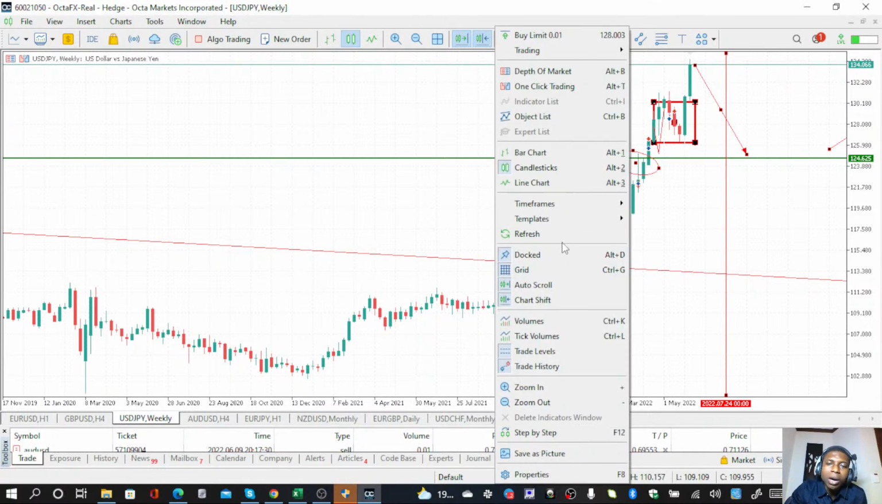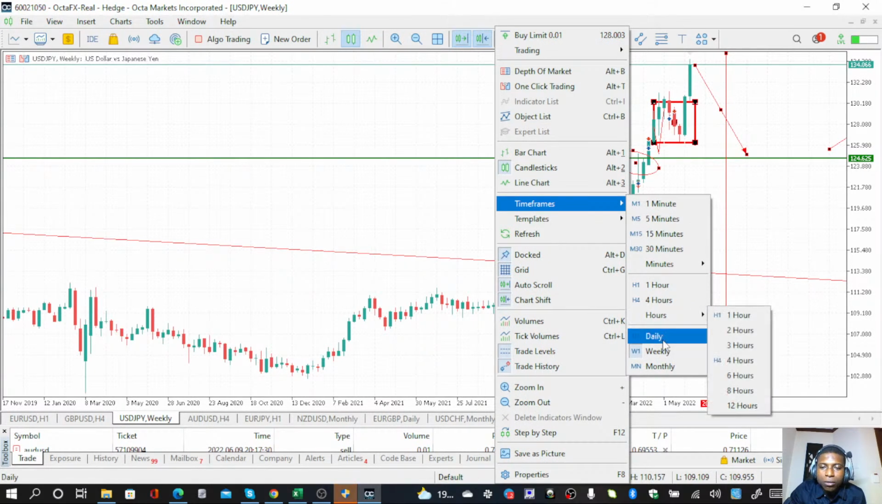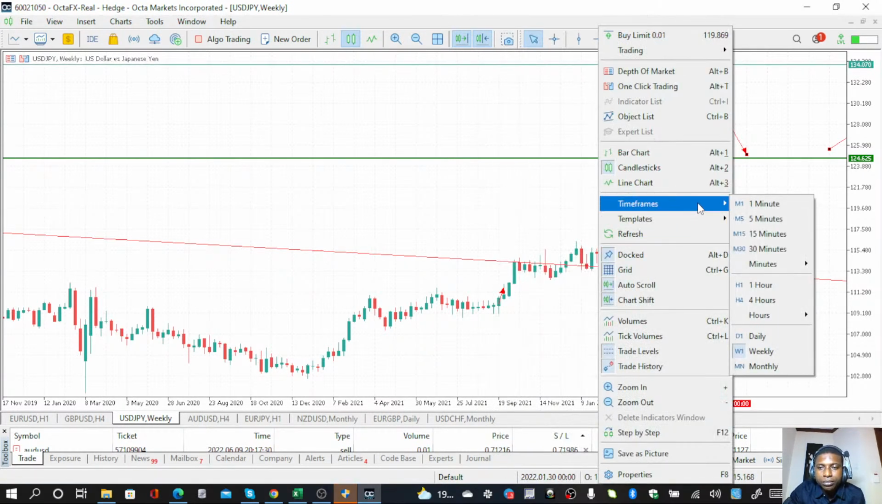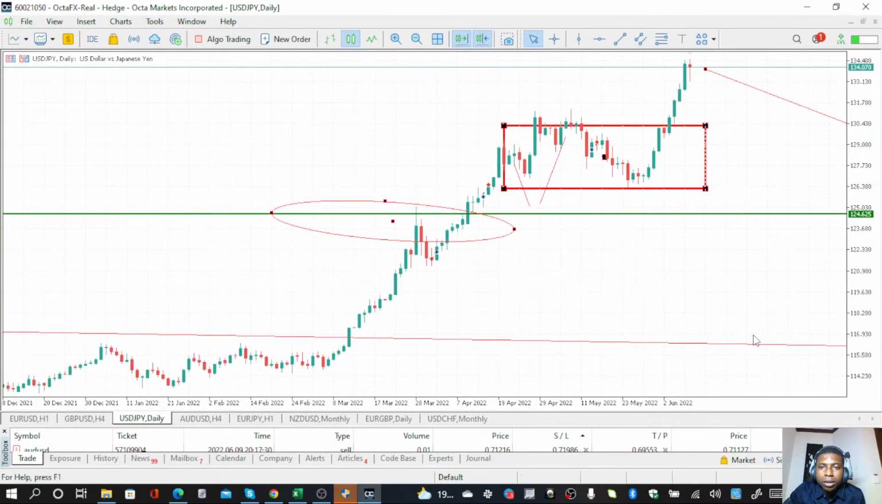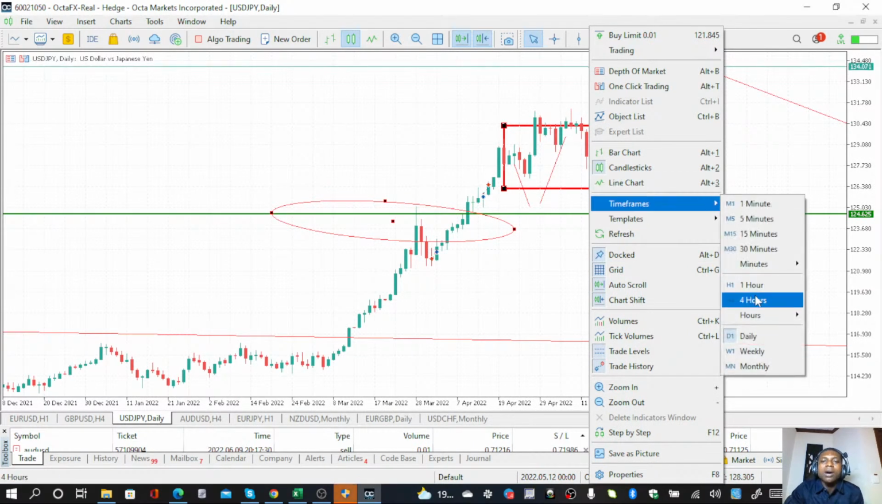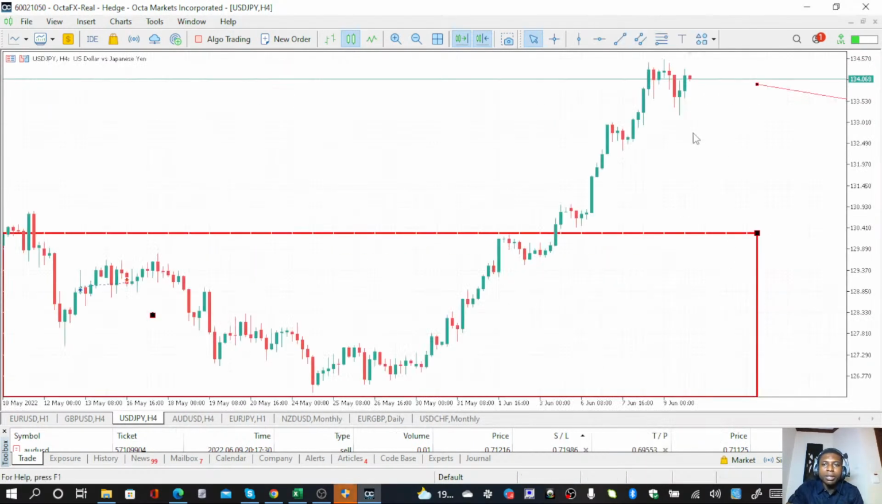Let's see the lower time frame if we can get confirmations on the daily time frame. No confirmation. Let's go to the 4 hours. Still no confirmation. So this is not a good time to buy. This is a time to sit back and watch.